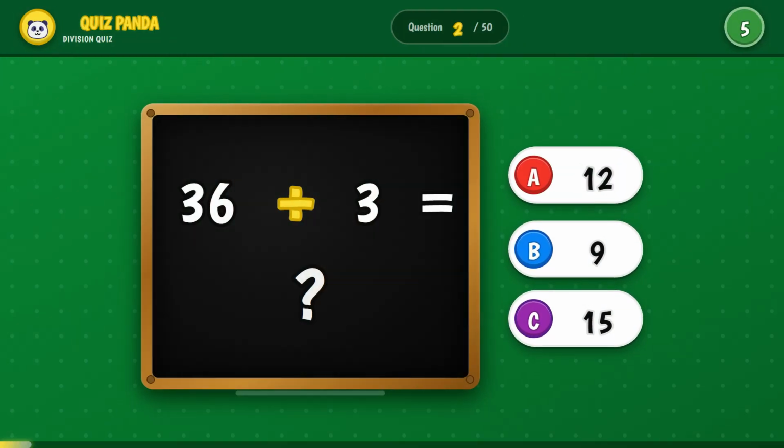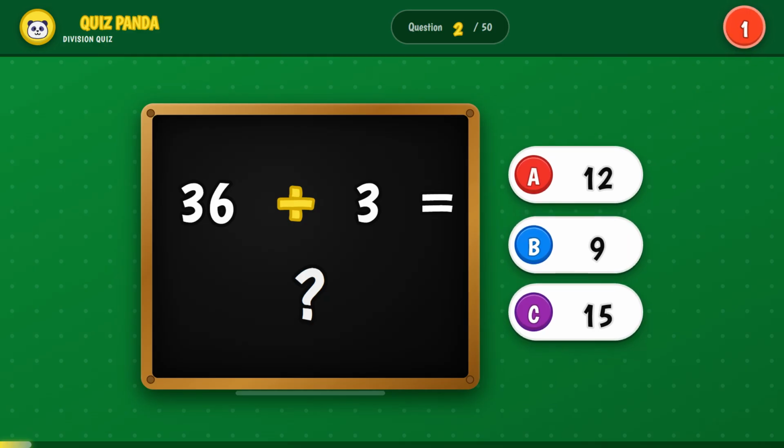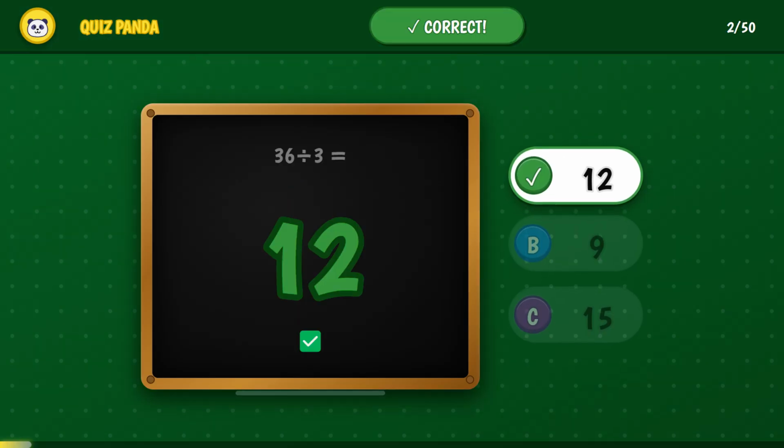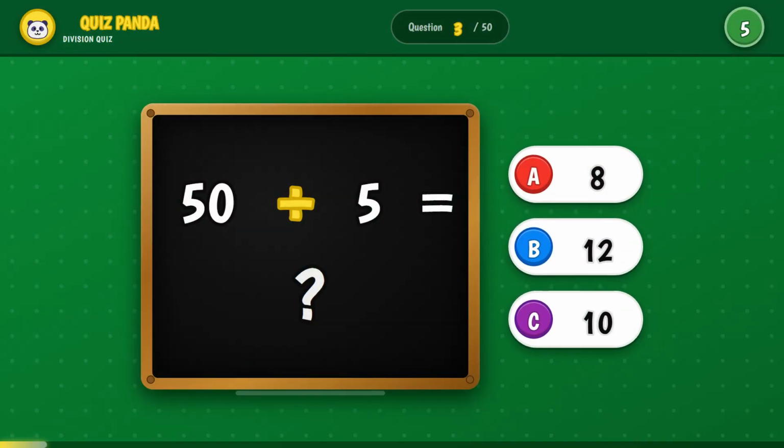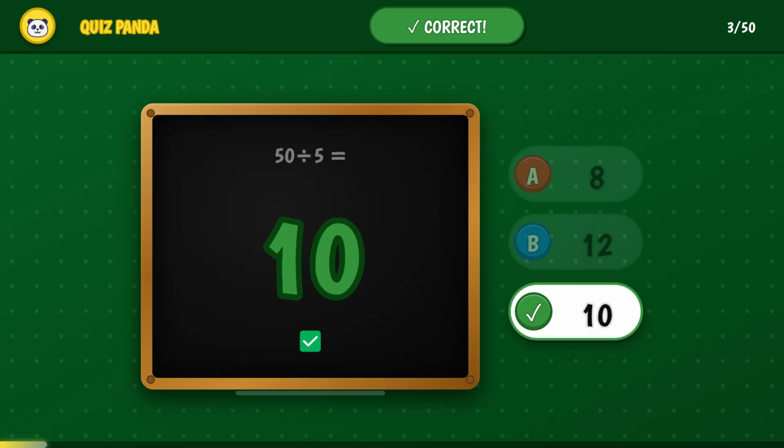Number 2. 36 divided by 3 equals? The correct answer is A, 12. Question 3. 50 divided by 5. What's the answer? The correct answer is C, 10.